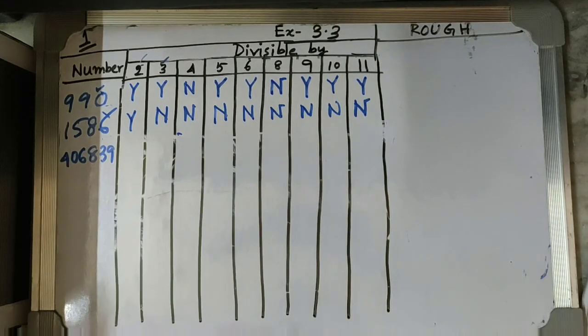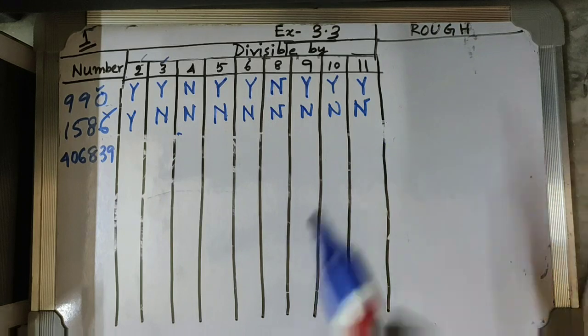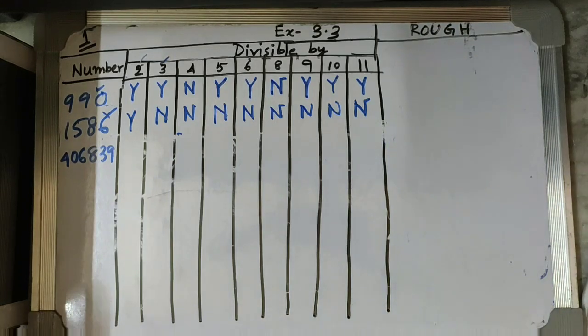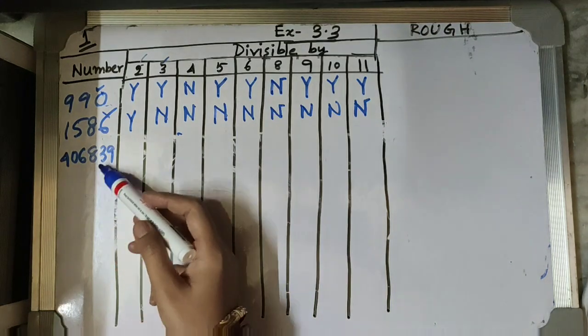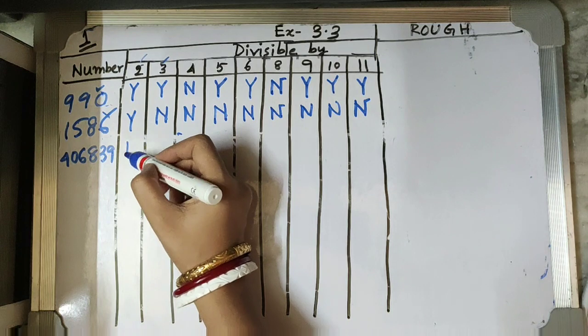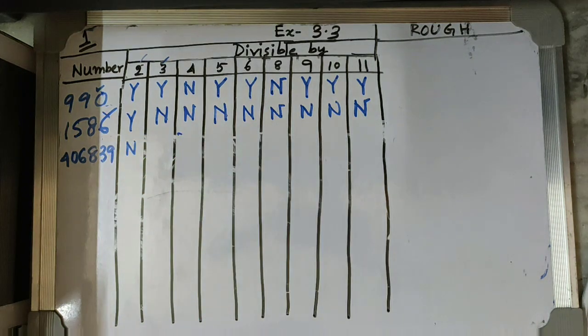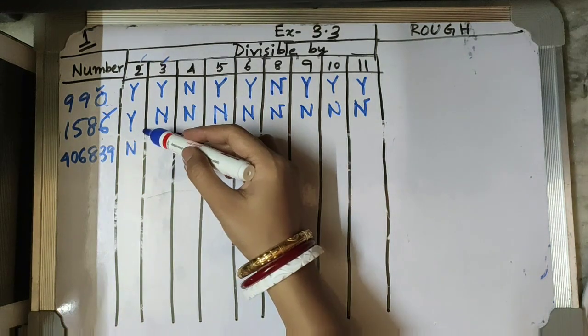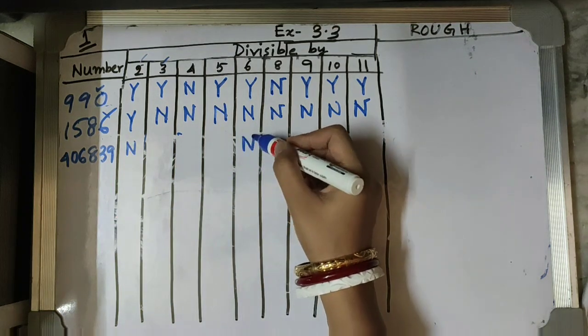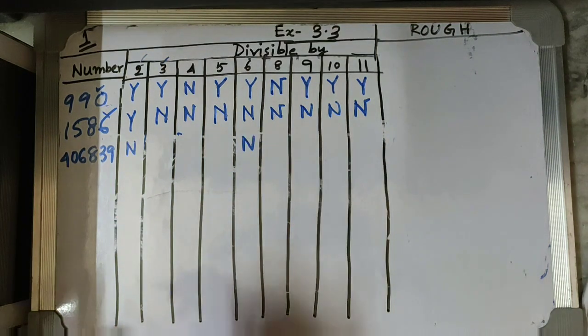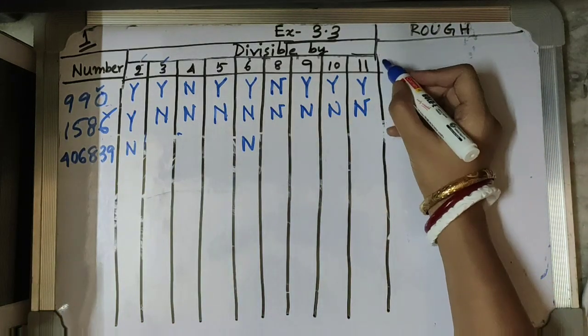So I am trying the last sum now, and here in this sum it is given 406839. We can easily say that this number is an odd number, so it is not divisible by 2. Since it is not divisible by 2, this will not be divisible by 6. Let's check the divisibility of 3.